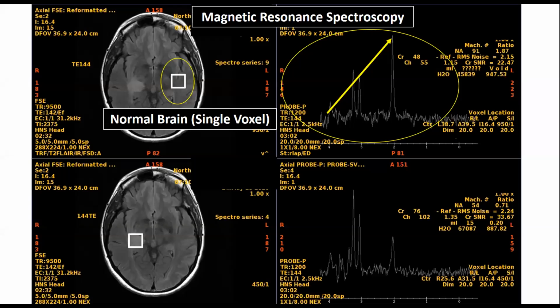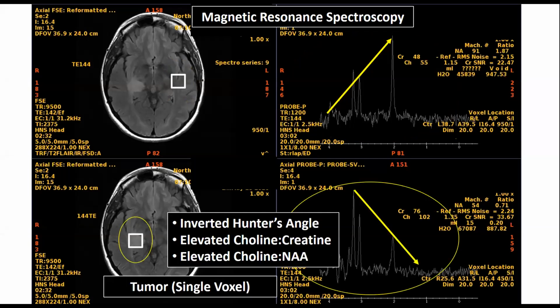All right, this is proton MR spectroscopy, or just proton MRS for short. Look at the voxel in the top panel circled in yellow. That is the contralateral normal cortex. And you can see for the MRS spectrum, this is Hunter's angle. It's an upward slanting 45-degree angle slope. Choline, creatine, and NAA. All right, up is good, down is bad.